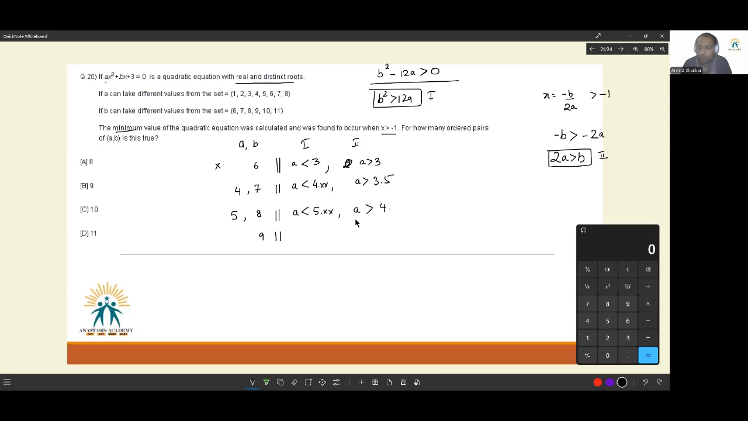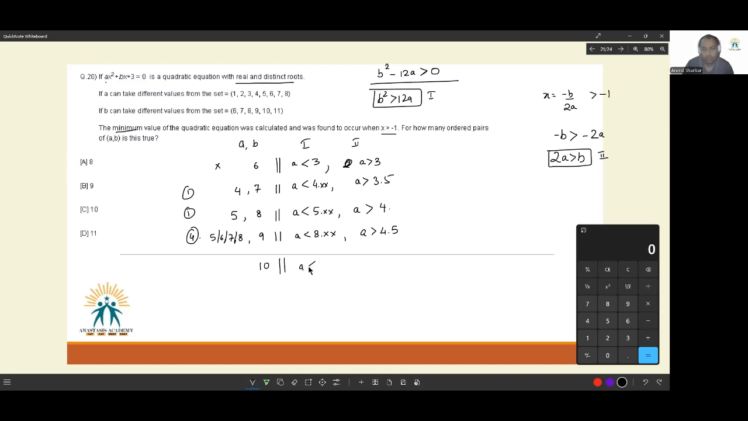How about 9? 9 square is greater than 12A. So A is less than 8 point something something. And here A is greater than 4.5. Greater than 4.5, less than 8 something. I can have lots of possibilities. Possibilities being 5 or 6 or 7 or 8. So one case from here, one case from here, 4 cases from here. This is wonderful. Next, B being 10.